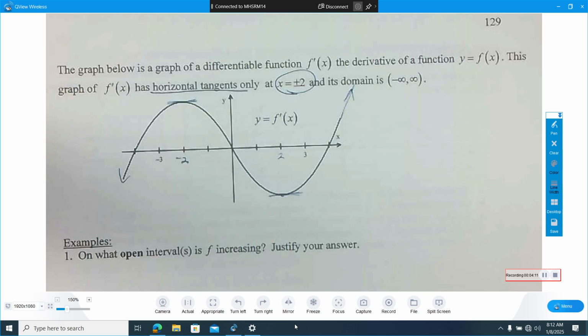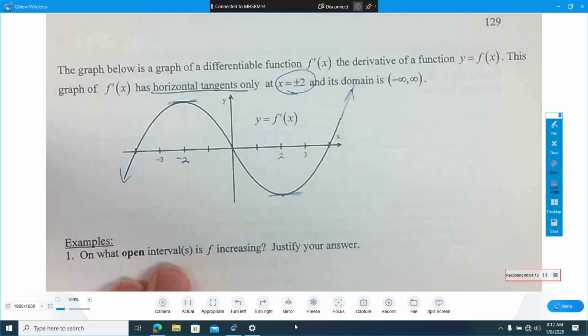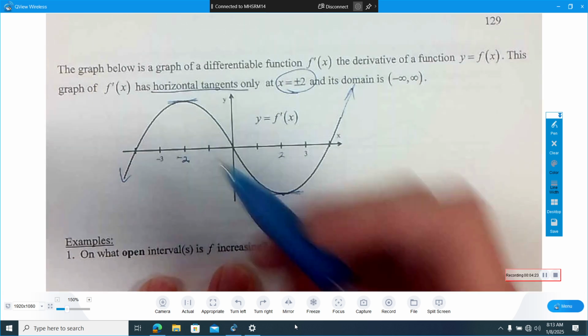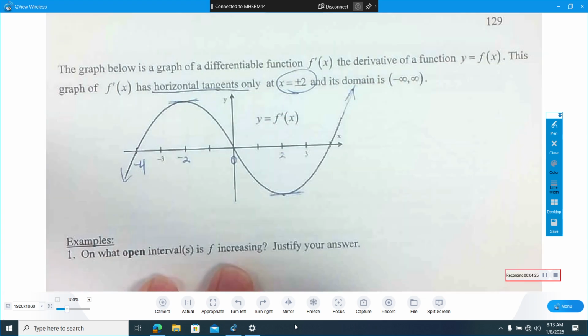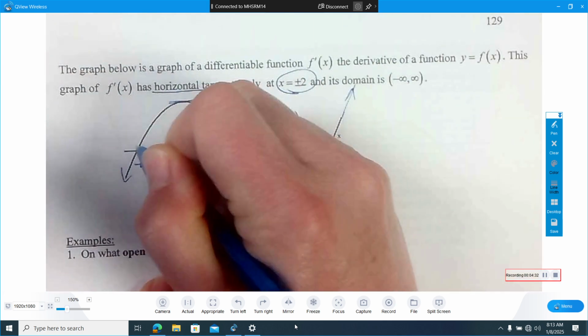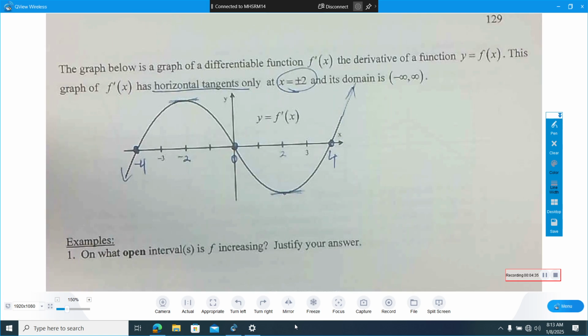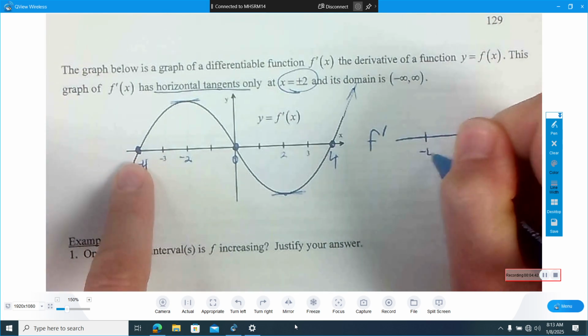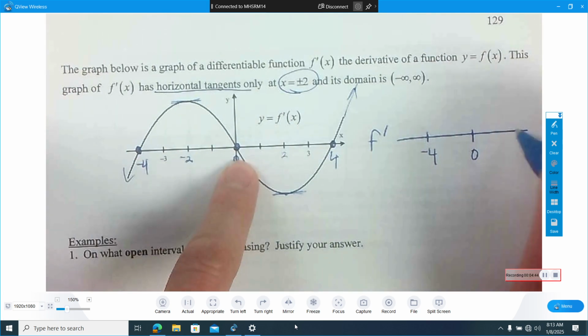All right. On what open intervals is f increasing? What do you think? Okay, -4 to 0. Very good. And +4 to infinity. So what we want to talk about here is when we're looking at a derivative function, then the zeros of that function are very important to us. We see that we have zeros at -4, 0, and +4.